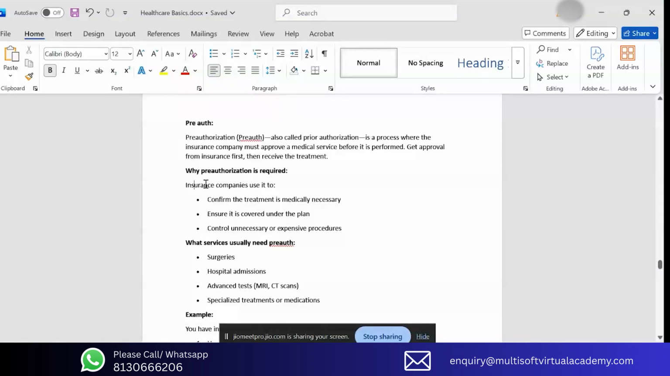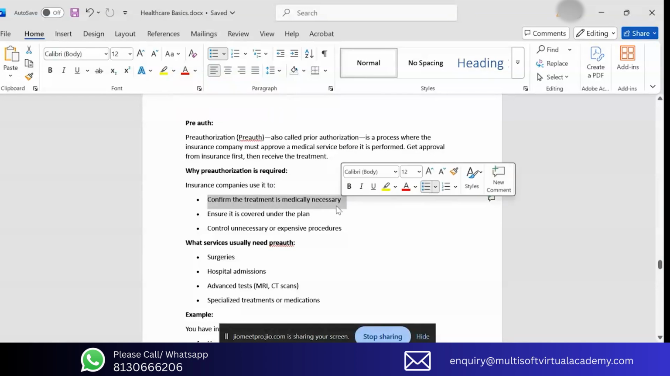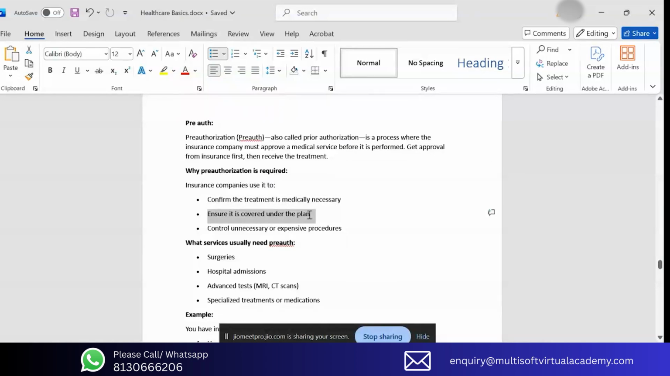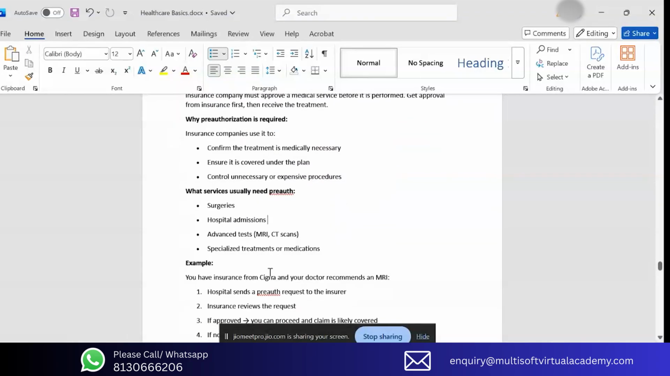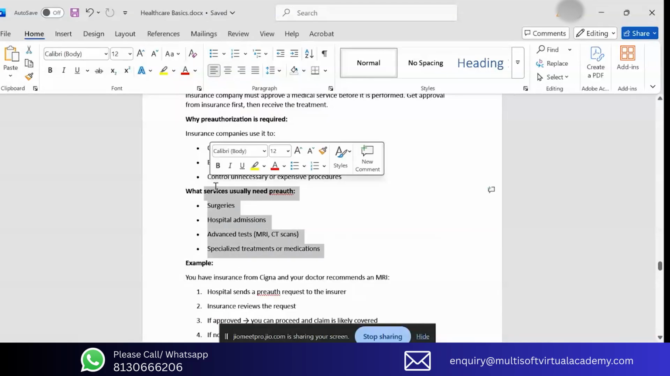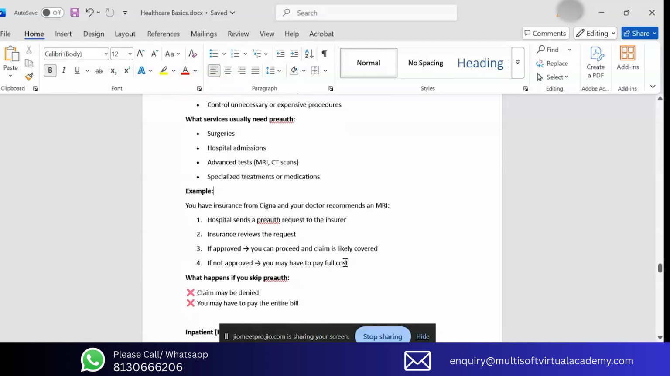Why is pre-authorization required? First, to confirm whether the treatment is medically necessary or not. Second, to ensure it is covered under the plan. Third, to control unnecessary or expensive procedures. That is the reason pre-authorization is always necessary in claims processing. It applies to services like surgeries, hospital admissions, tests like MRI and CT scans, or any specialized treatments or medications. For all those things, you need pre-authorization.